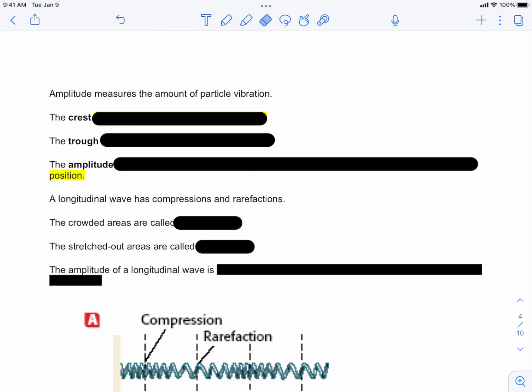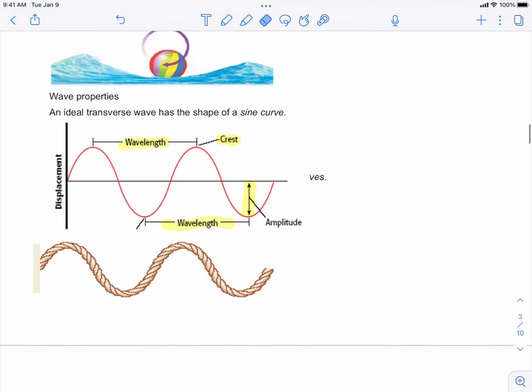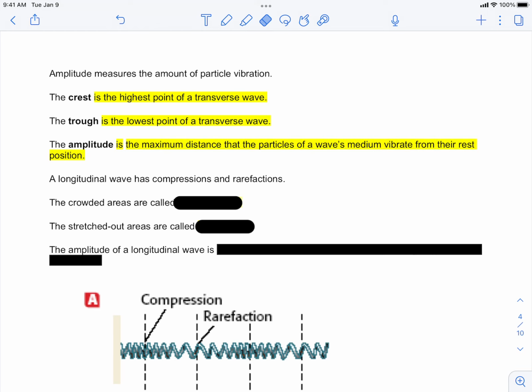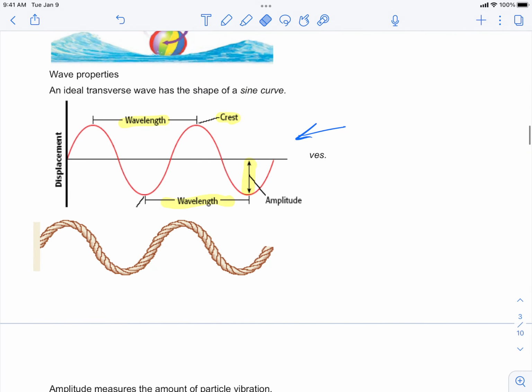All right, so the crest of the wave is the highest point of a transverse wave. A transverse wave is this one right here, a kind of classic wave shape. Please pause if you need to fill in some of these things on your own note guide. The trough is the lowest point of the transverse wave, and the amplitude is how far away those points are from the middle. So the maximum distance the particles of a wave vibrate from their rest position is just a fancy way of saying how tall is the wave.